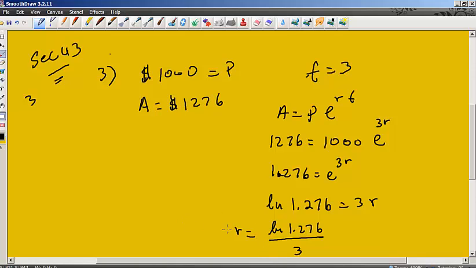Now you should get a picture of this. ln of 1.276 is going to be positive. How do you know that? Because you should know the graph of ln, and that's 1. So 1.276 is going to put it somewhere up here. And then you're going to divide that by 3. So, Stacy, what is ln of 1.276 divided by 3? 0.08. So that means she got 8% interest. So the rate is equal to 8%.